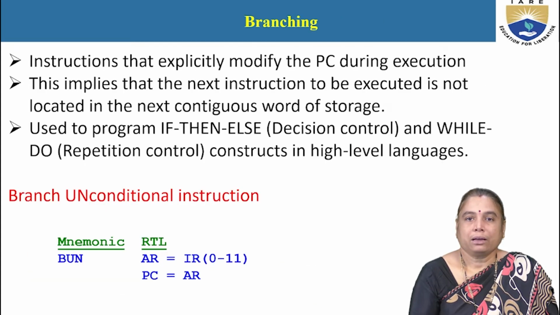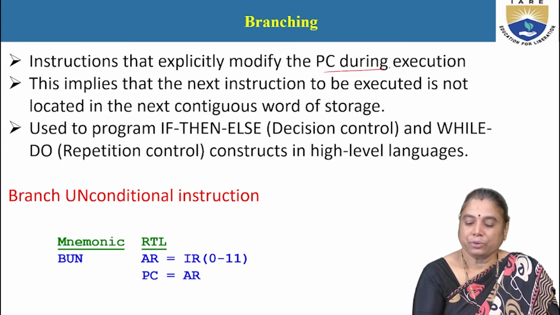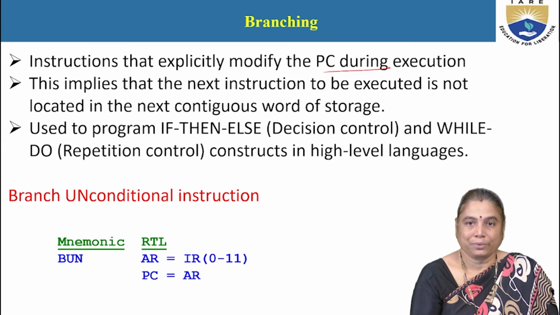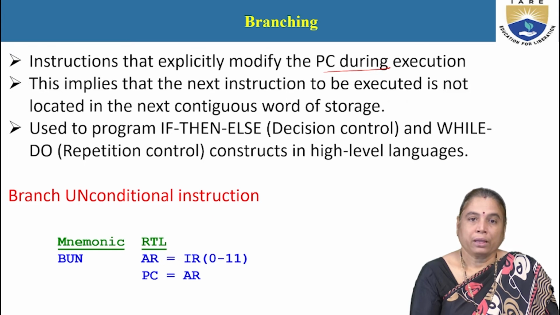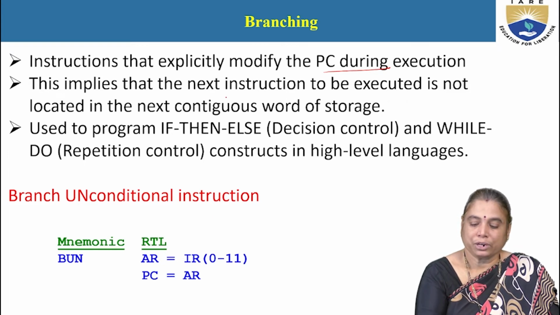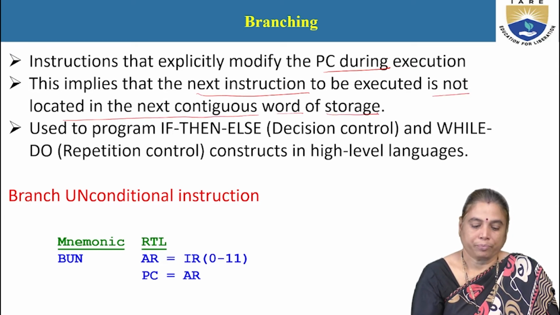The next category of instructions in the memory referenced instructions is branching. Instructions that explicitly modify the PC during execution are generally referred to as branching. They can alter the program control sequence. Program execution sequence can be altered with the help of these branching instructions. This implies that the next instruction to be executed is not located in the next continuous word of the storage.